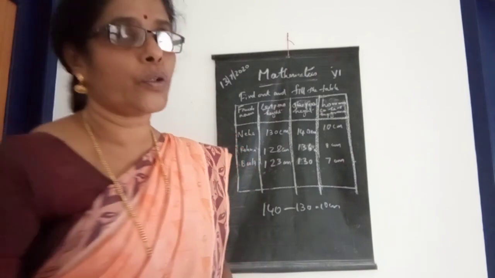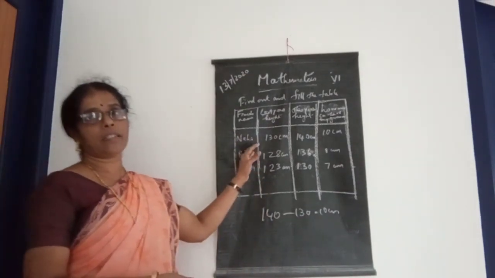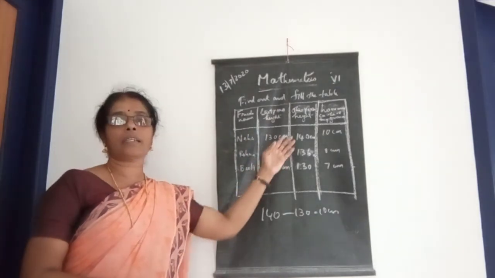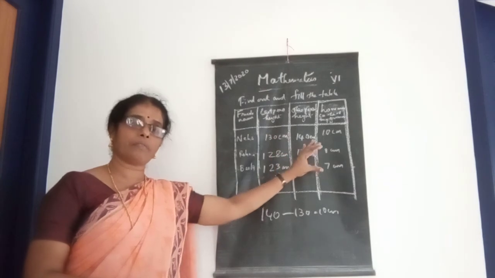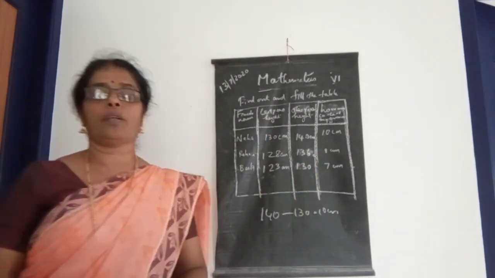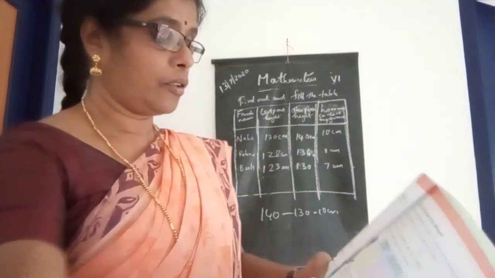Did you understand? So you also select that table, find out your friends' names. You can write your friend's name and their height of last year and this year, and find out the difference of those two. Then after that you can fill it. Okay. Then next one.